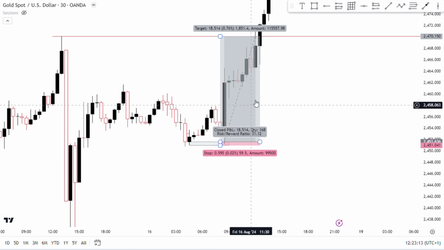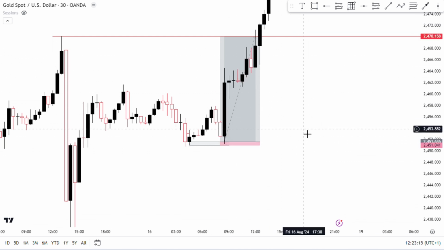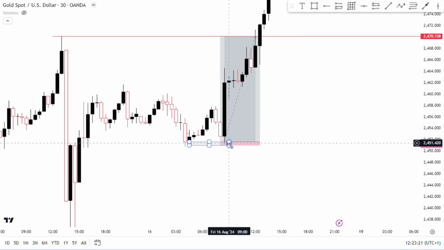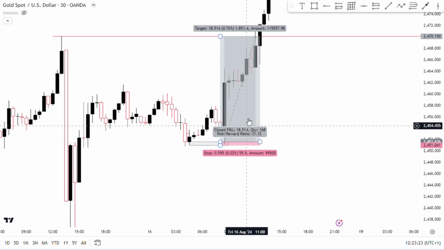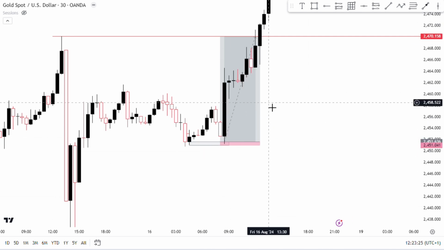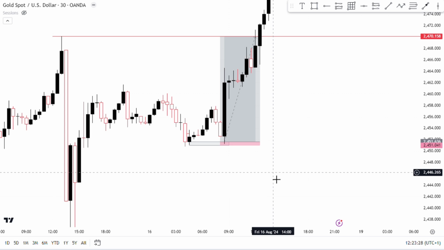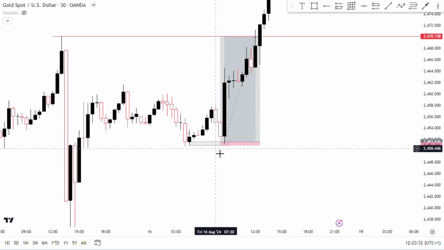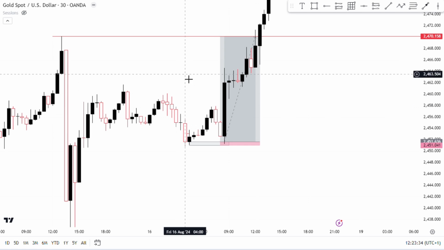If you're buying the market, and if you're selling the market, always add spread to your stop loss. So don't forget this. If you are buying the market, always add spread to your entry. If you're selling the market, always add spread to your stop loss. So no need of adding it to your entry for selling. You only add it to your stop loss. But for buying, no need of adding it to your stop loss. You only add it to your entry. So that's just for that.